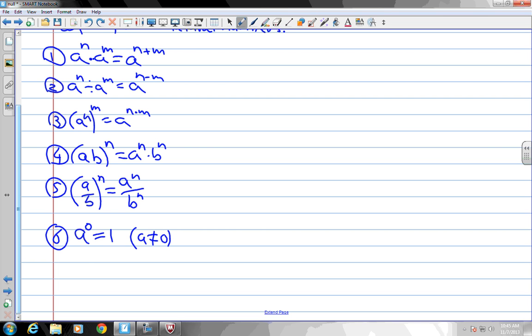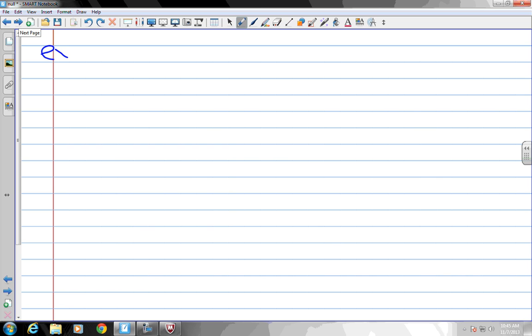Okay? So you know these 6. We're going to add about 4 more today. We're going to have 10 rules of exponents. Lovely. All right, you ready? I'm going to start with this example. 2 to the power 5 divided by 2 to the power 7.